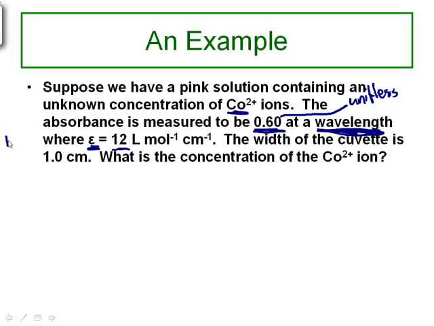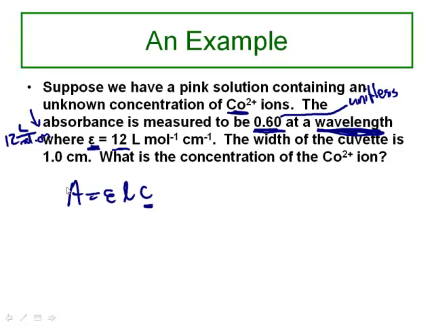So that would look like this, 12 liters over mole times centimeter, okay? Where this centimeter here is dealing with the path length, basically. It says the width of the cuvette is 1 centimeter. What is the concentration of the cobalt ion? So how would you use Beer's Law here? We're going to write it down first. Absorbance is equal to the molar absorptivity coefficient times the path length times the concentration. I want to find the concentration.